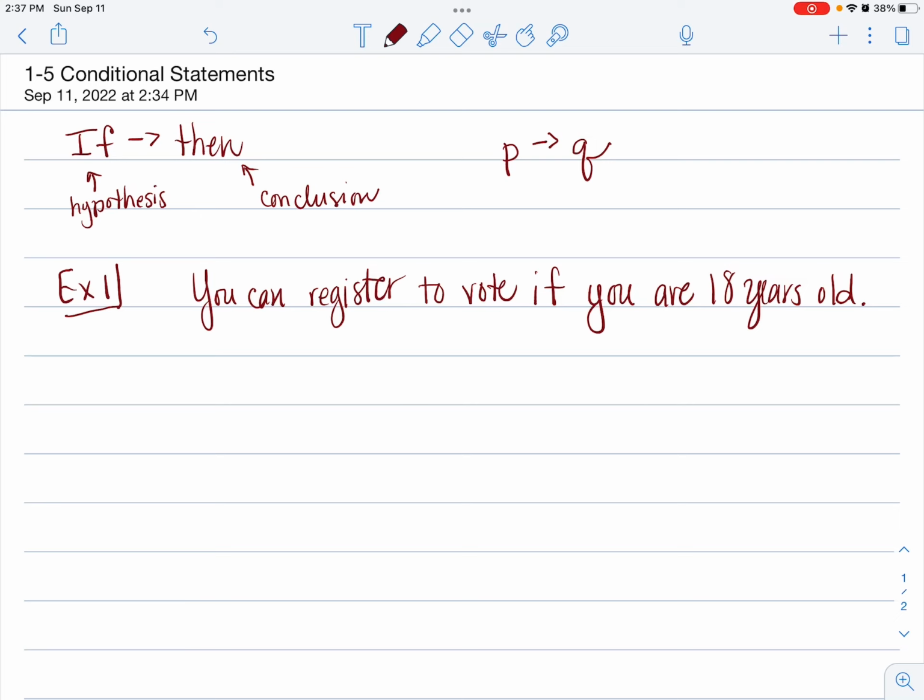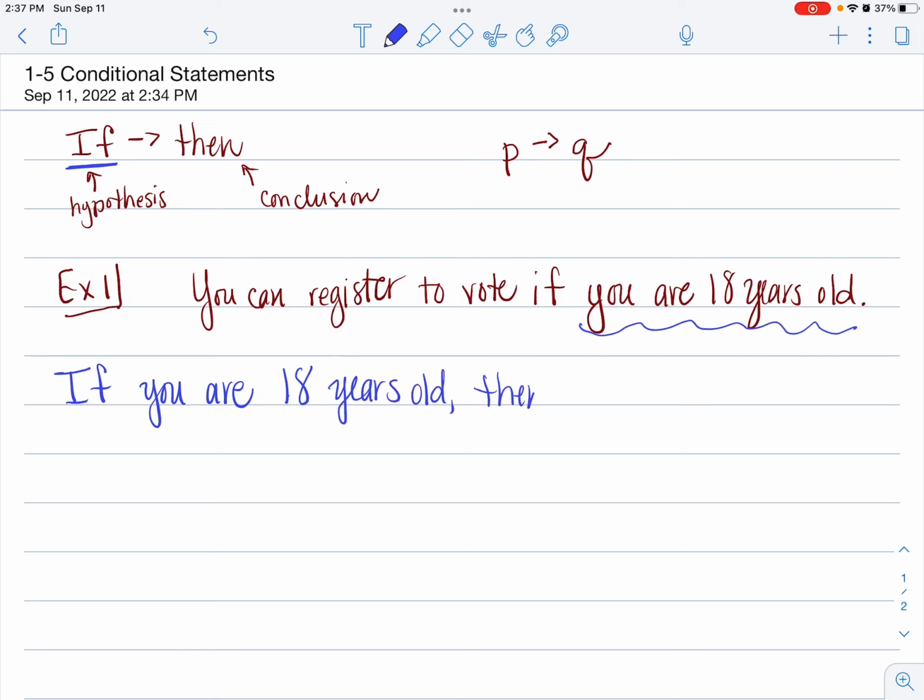So if I asked you to write this as a conditional statement, the if part is the hypothesis and needs to go first. So we see here in this sentence, the if part is you are 18 years old. So to write it correctly, I would say if you are 18 years old, then you can register to vote. So in a nutshell, that's what a conditional statement is.